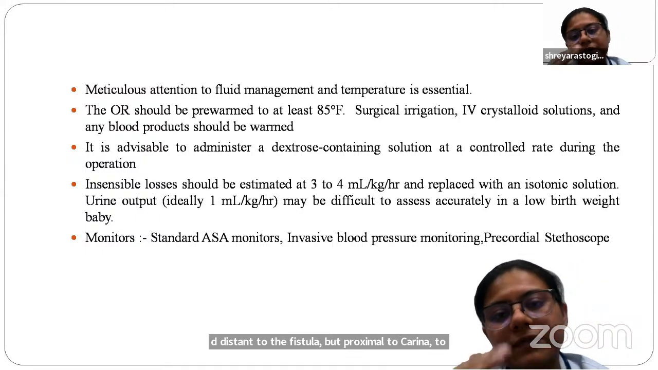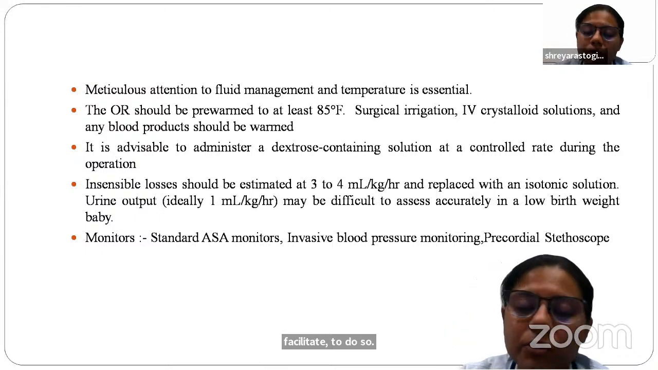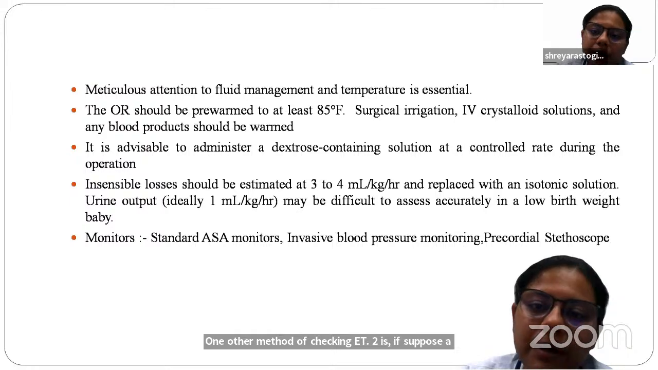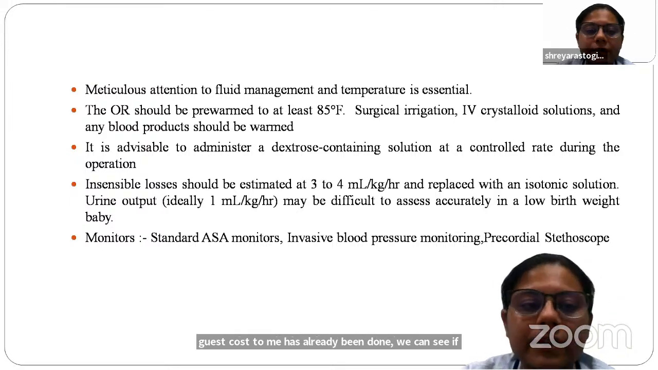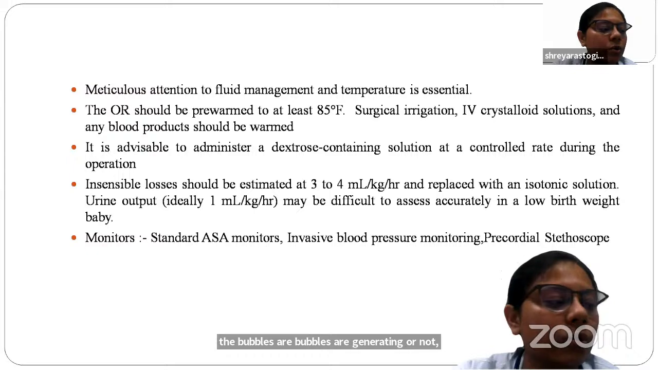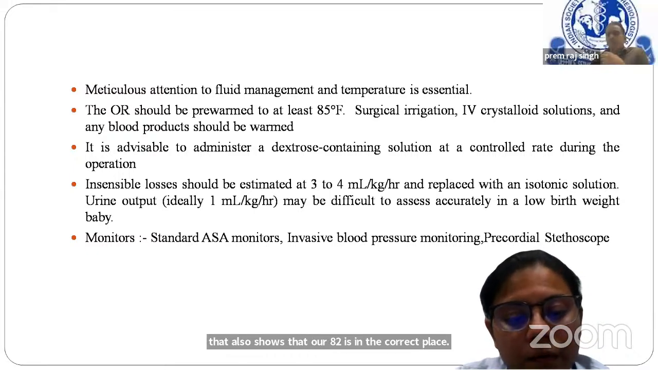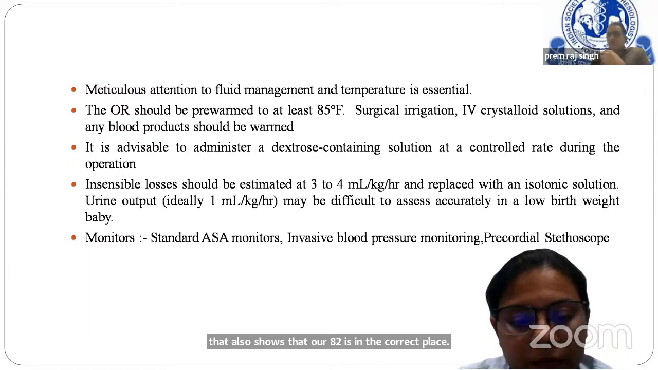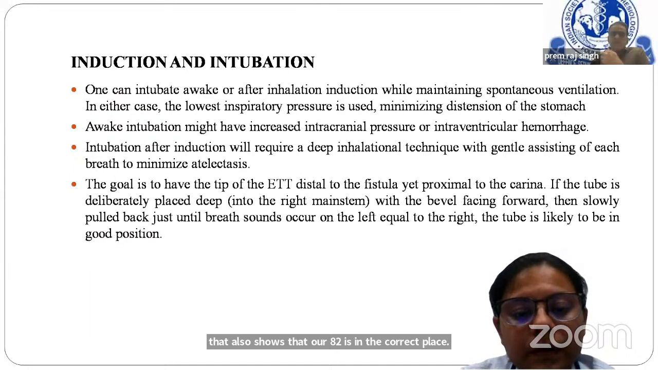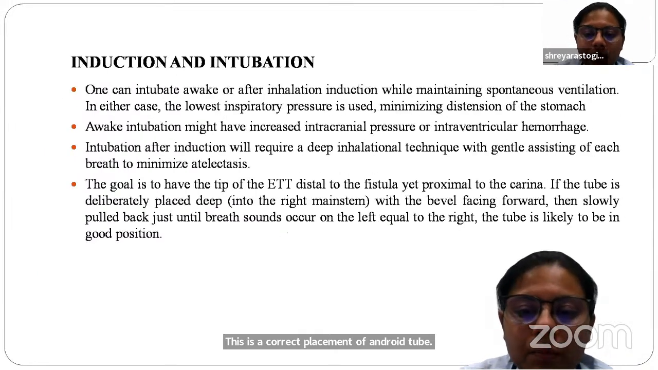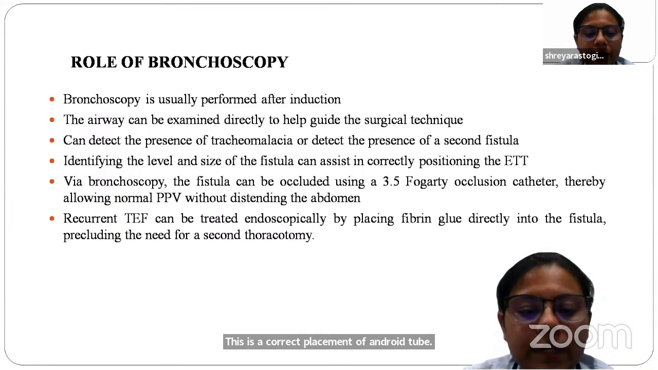One other method of checking the ETT is, if a gastrostomy has already been done, we can see whether bubbles are generating or not. That also shows that our ETT is in the correct place. Okay, it is also recommended to use pediatric bronchoscopy. This is the correct placement of the endotracheal tube. Yes, sir. It is recommended to use pediatric bronchoscopy if available.